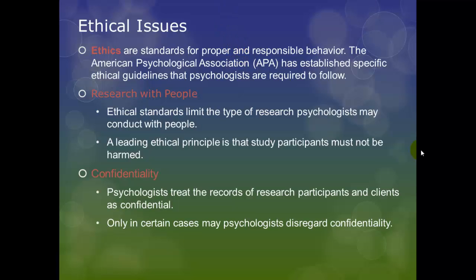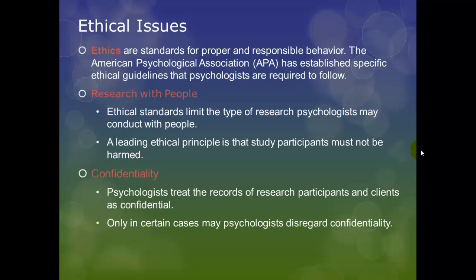Now, let's go on to our third learning target and discuss ethics. Ethics are standards put in place for proper and responsible behavior, and the organization in charge of this is the American Psychological Association. They established these guidelines that are in your book, in the back, in the appendix, that psychologists are required to follow, and if not, they can risk losing their license and being kicked out of the APA, which is a very prestigious group.